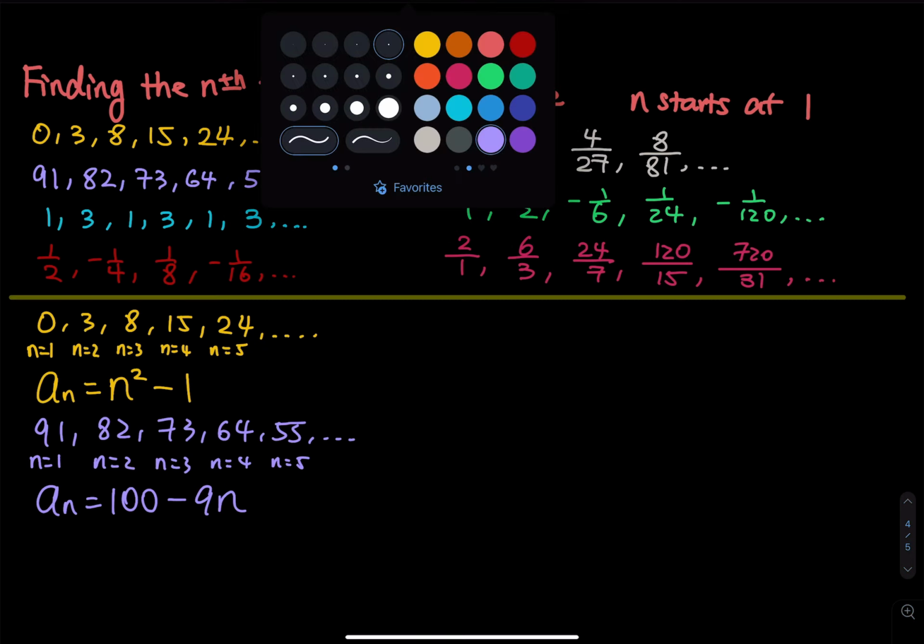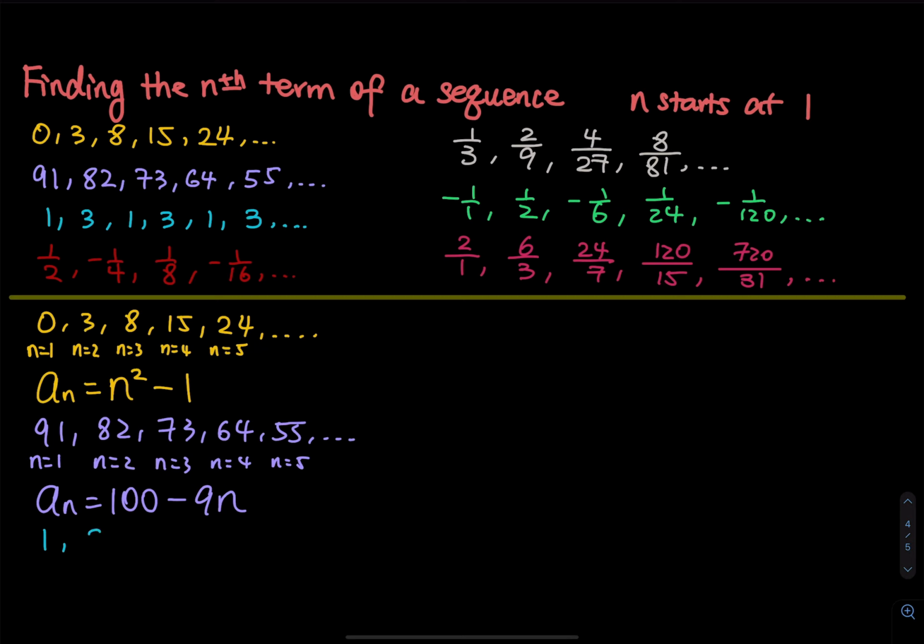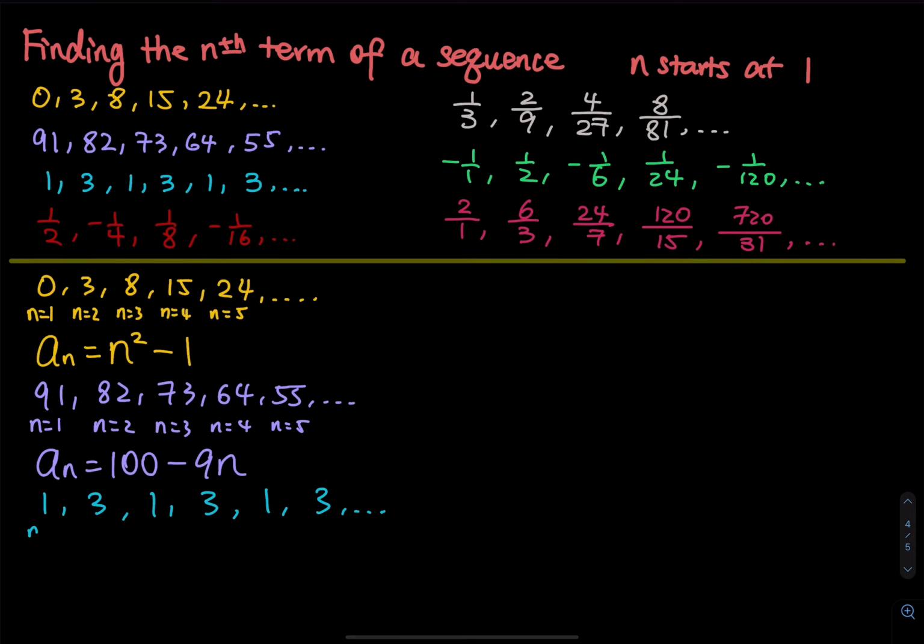All right, let's try the next one. The next one, we have 1, 3, 1, 3, 1, 3. How do we make a pattern like this? n equals 1, 2, 3, 4, 5, 6. If you take the n raised to a certain power, that is not going to work. How do you get 1, 3, 1, 3, 1, 3? It looks like we have 2, right? 2 minus 1 is 1. 2 plus 1 is 3.